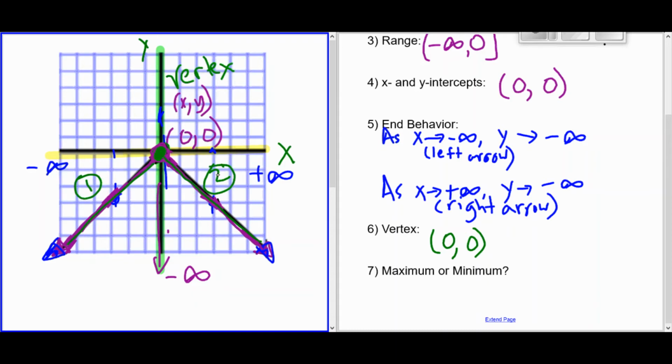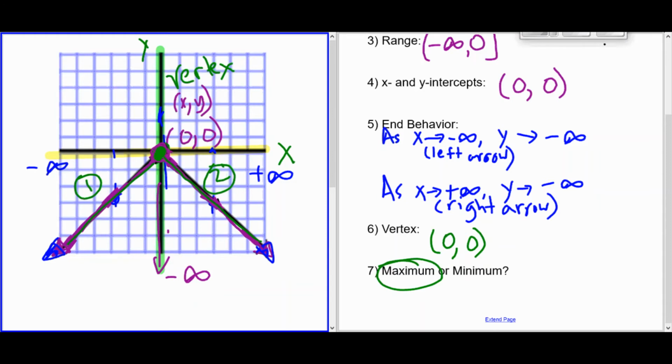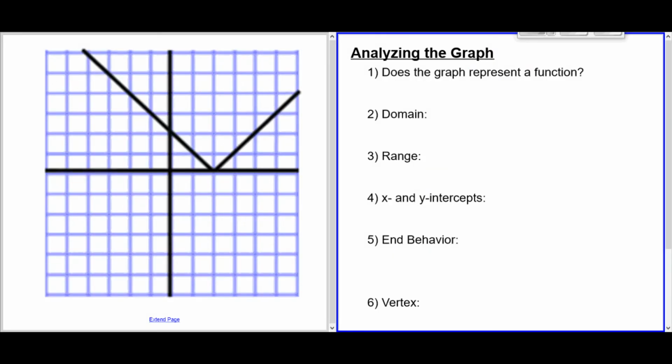So that's the vertex. This vertex, going on to question number 7, is the highest point on the graph. It's what we call a maximum, because there's no other point that's larger than the vertex. So for absolute values, your vertex will either be a highest point or a lowest point. It would be a max or a min. In this case, your vertex is a maximum. It's the highest point. We'll go ahead and go through another example similar to this one. So we'll answer these same 7 questions in this next example. So this would be example 2.